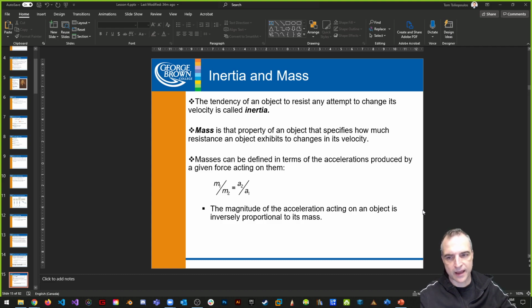And we can say that masses can be defined in terms of the accelerations produced by a given force acting on them. The magnitude of the acceleration acting on an object is inversely proportional to its mass, inversely proportional. So the more massive an object is, the less acceleration is going to affect it to get it to go, right?